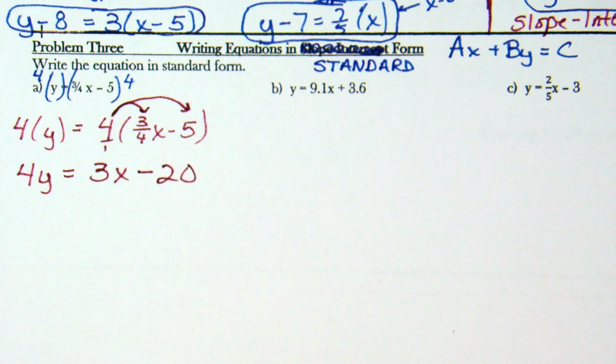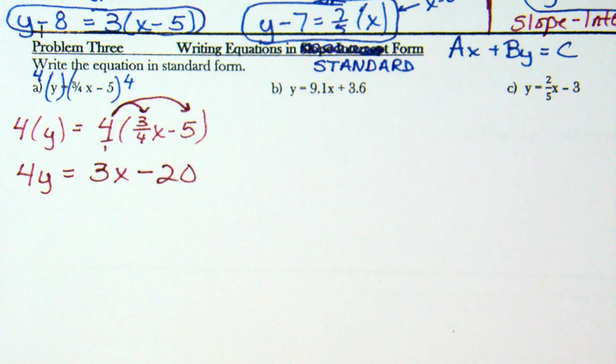So, I already have the 4y over here. How could I move the 3x to join it? If it's a positive 3x, let's subtract 3x. If I subtract 3x on one side, subtract 3x on the other side. So what is 4y minus 3x? Okay, it's 4y minus 3x.